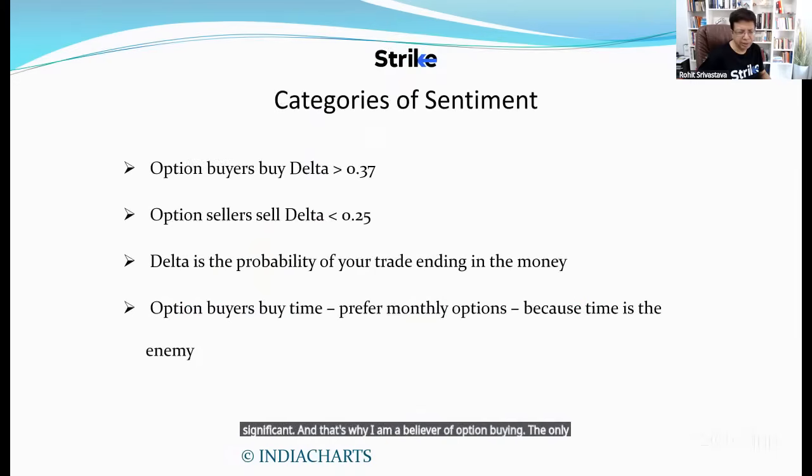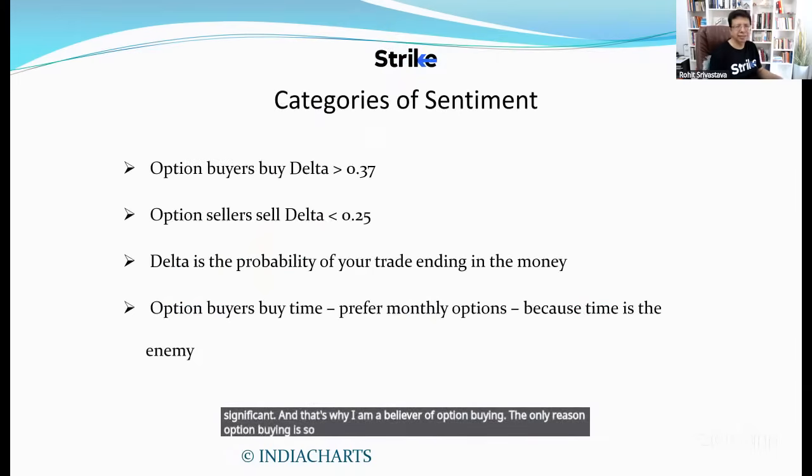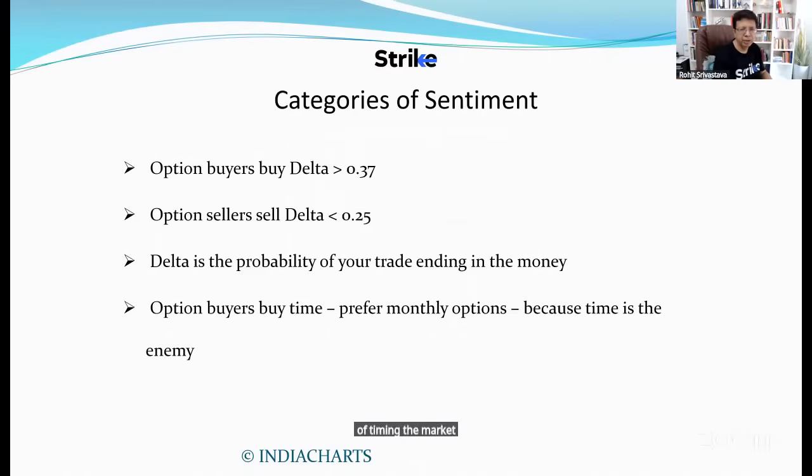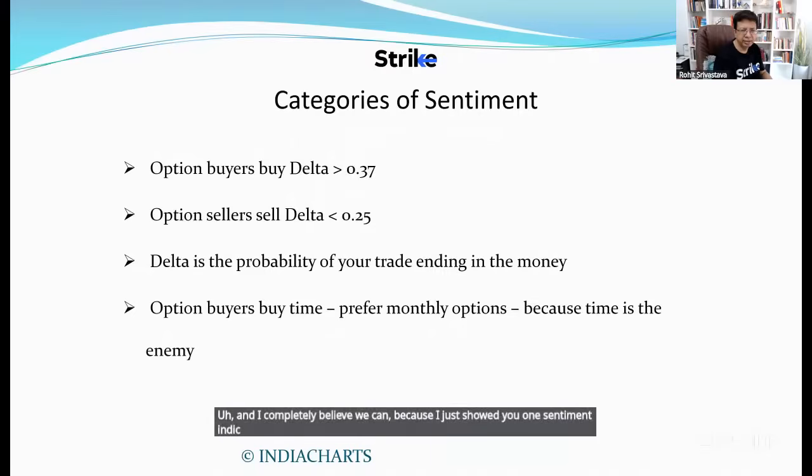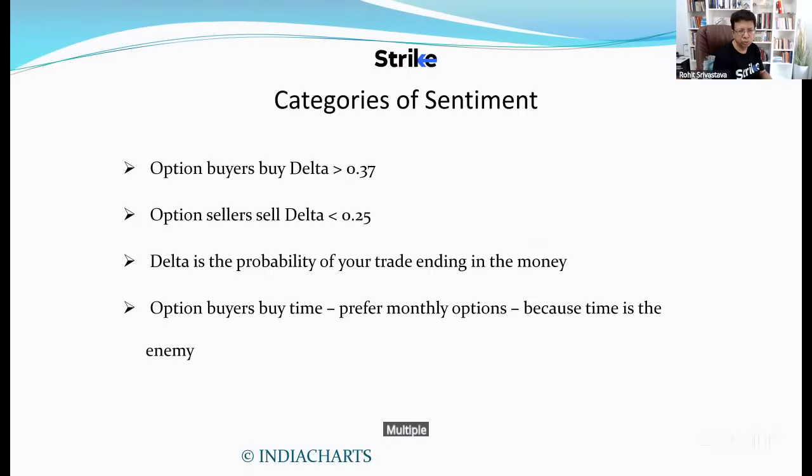The only reason option buying is so talked against, and SEBI writes notes, and everybody is losing money, and sellers make more than buyers, is simply because people don't have a system of timing the market or have stopped believing that they can time. And I completely believe we can, because I just showed you one sentiment indicator and we have a dozen that allow us to time the market in and out multiple times a year and go right more often than not.